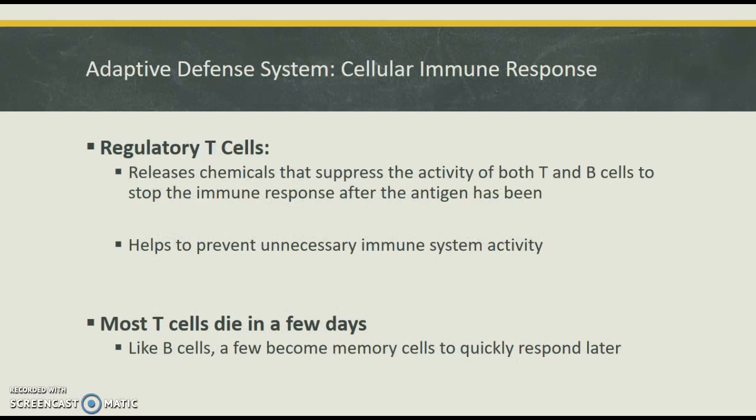Then we have regulatory T cells. This is when the infection has subsided and we're ready to stop the immune response. We don't need to have our immune response 24 hours a day, 7 days a week. We only want to have that immune response when we have an infection. So we actually want to stop it, and this is what the regulatory T cells do. And just like B cells, most T cells are plasma cells, and they will die in a few days, but a few of them will become memory cells and be able to respond more quickly later.